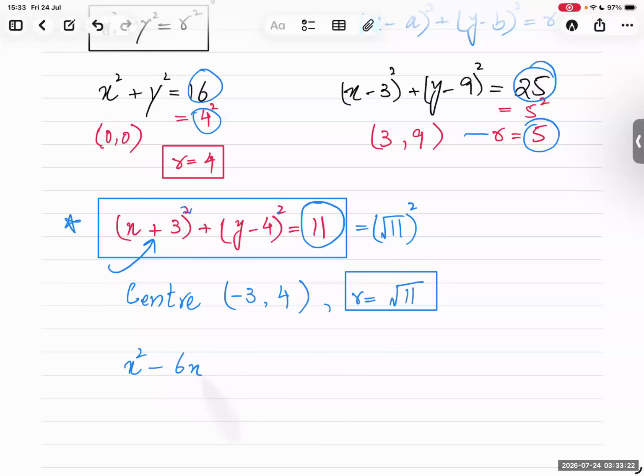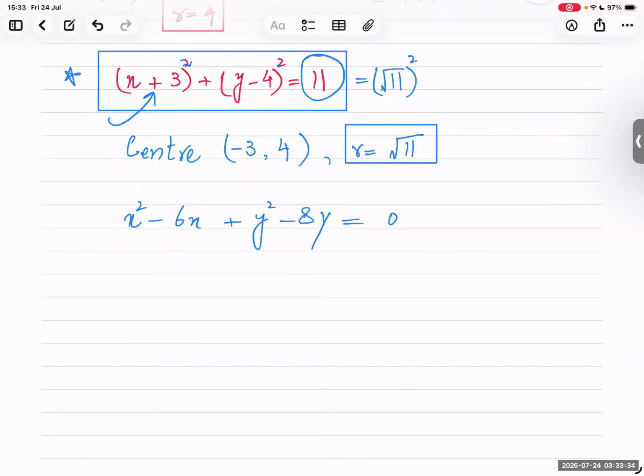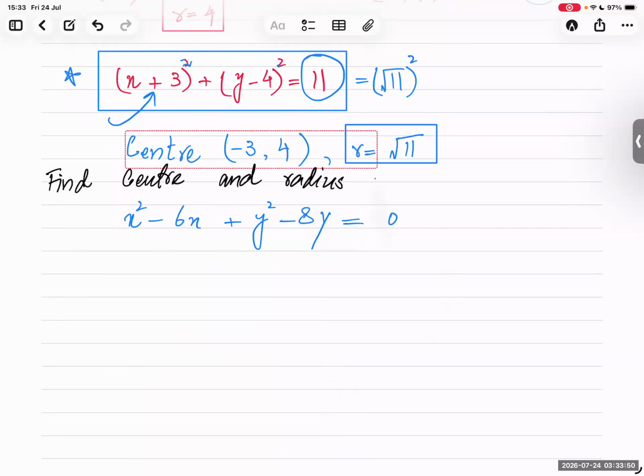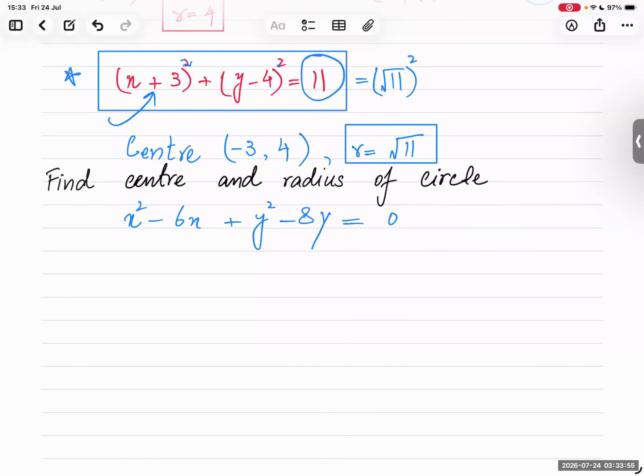Okay, x square minus 6x plus y square minus 8y is equal to 0. This is the equation of a circle, right? So, for example, now if I ask you to find the center and radius of the circle, this is the equation given.